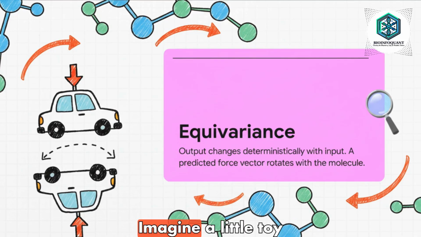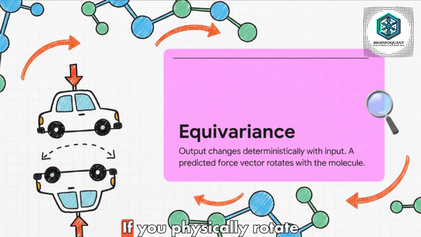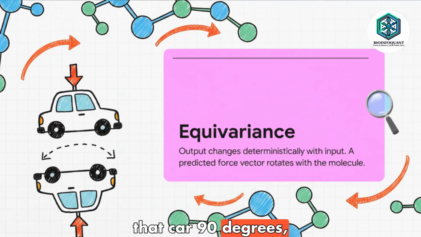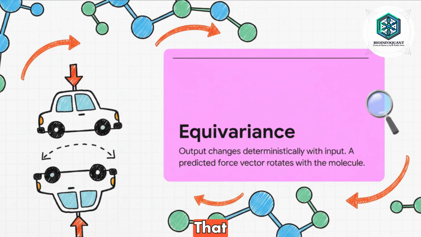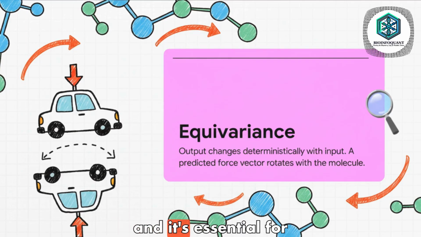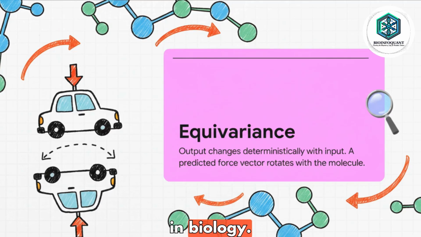Think of it like this. Imagine a little toy car with an arrow glued to its roof pointing forward. If you physically rotate that car 90 degrees, that arrow must also rotate exactly 90 degrees with it. That right there is equivariance, and it's essential for teaching an AI how real 3D forces operate in biology.